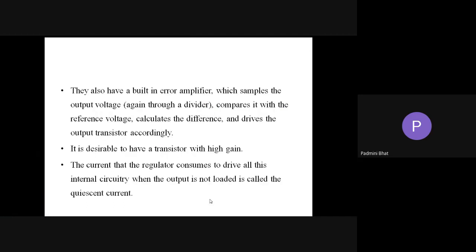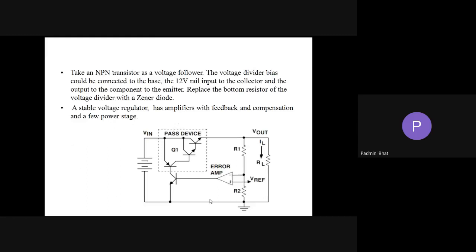They also have a built-in error amplifier which samples the output. This is what I said. It compares it with the reference voltage, calculates the difference, and drives the output transistor accordingly. Now, I did not tell you what happens to the difference voltage in the error amplifier. We did not discuss it. We were just bothered about the difference being discarded, and the constant value, with that reference, being given out to the transistor.